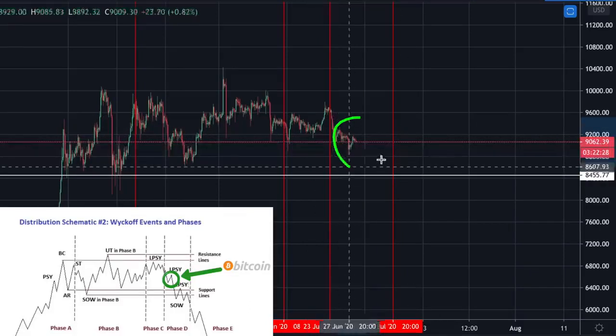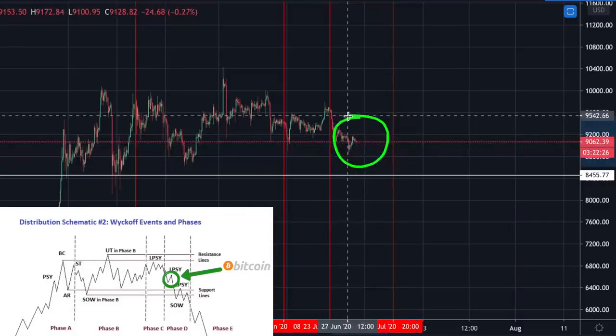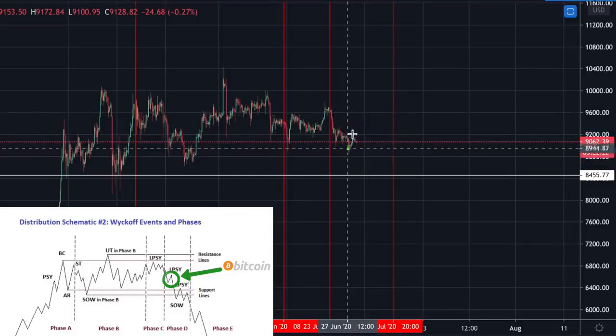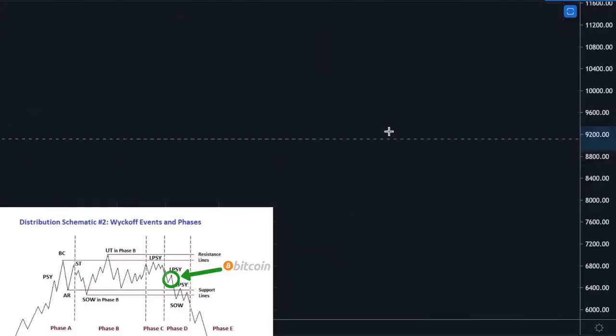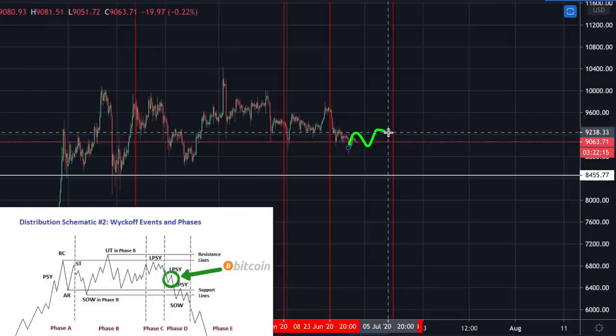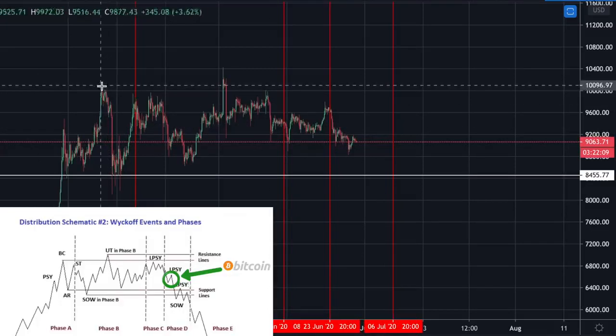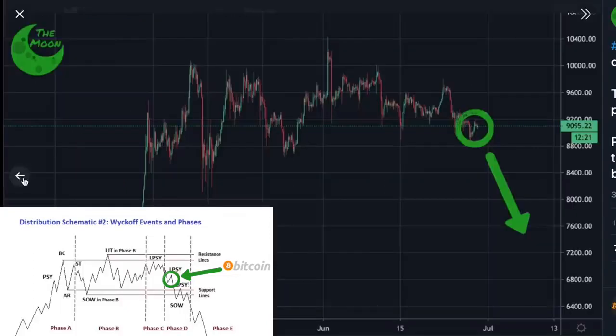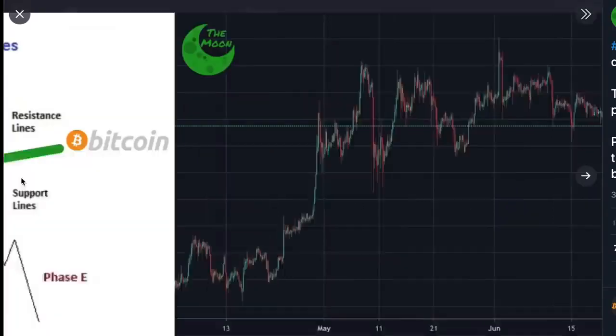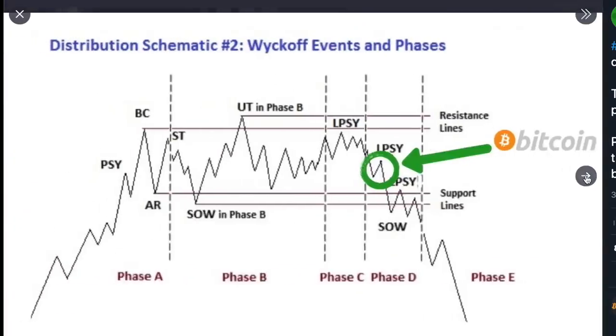According to Wyckoff, this is not the time to play a long position. This is a time to look for short positions. This is not necessarily what I'm saying. This is what Wyckoff is saying according to the Wyckoff distribution pattern. But it really does seem like we are forming this pattern, as you can clearly see. I mean, the similarities are extremely striking. Look at this. You can just pause this and take a look at it yourself.